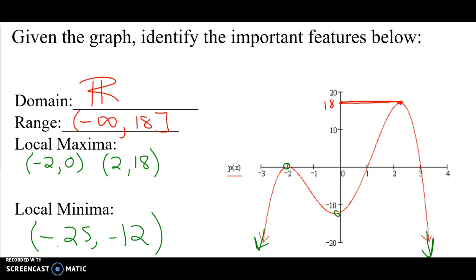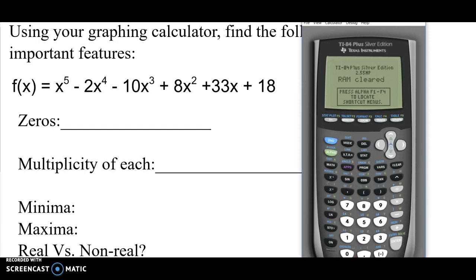Easy enough? Okay. Go ahead and get out your graphing calculator and type in this big, ugly polynomial, starting with x to the 5th, minus 2x to the 4th, minus 10x cubed, plus 8x squared, plus 33x, plus 18. Okay, so go ahead and hit graph and see what happens. Beautiful. Yeah, it's actually not bad, right? Yeah, that's great.